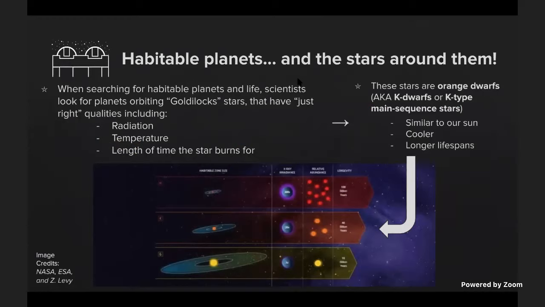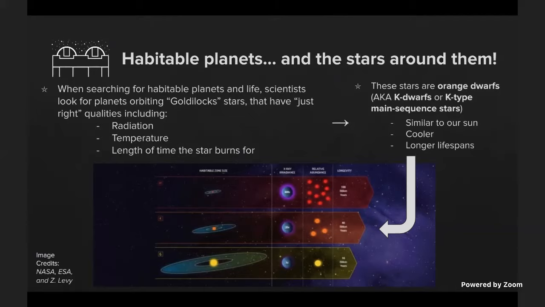One last thing I wanted to highlight is the presence of Goldilocks stars. When looking for habitable planets in the universe, not only do the planets have to be considered, but the stars as well. The star or stars around which planets orbit must have quote-unquote just right qualities for organic life, including radiation, temperature, and the length of time the star burns for.